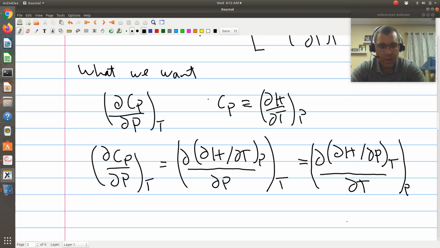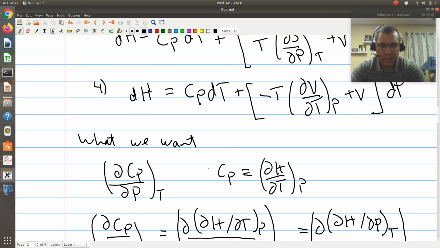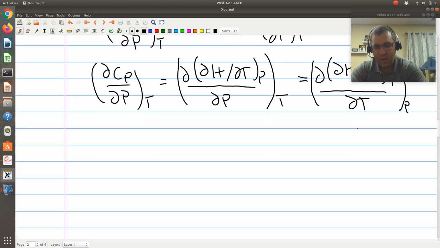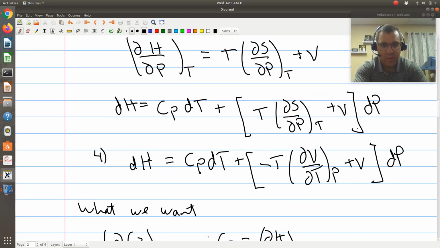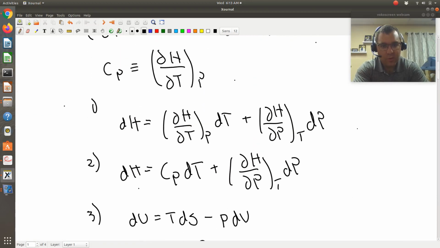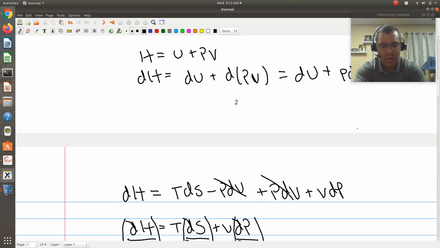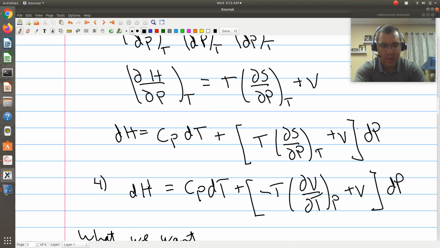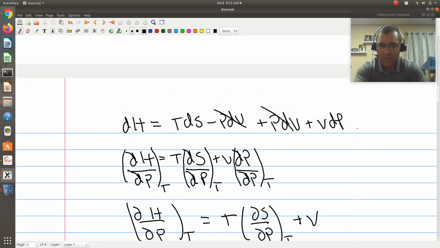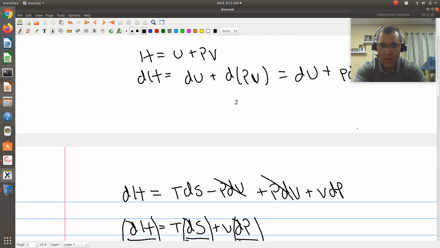Okay, well, if I look up here at 4, dH dP at constant T is just this term, all right? And if you want to show that to yourself, you could do it in one of 2 ways. One would just be taking the equation in step 4 and matching with the equation in step 1, right? dH dP at constant T is just the second term in brackets. The other way would be just as what we did in step 3 here.